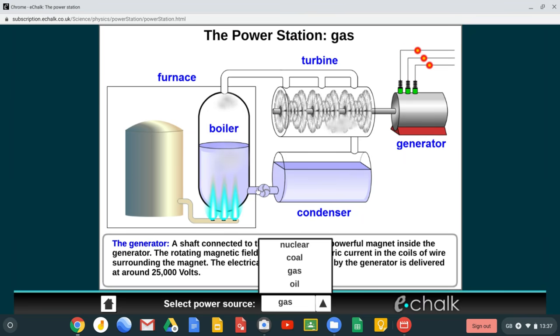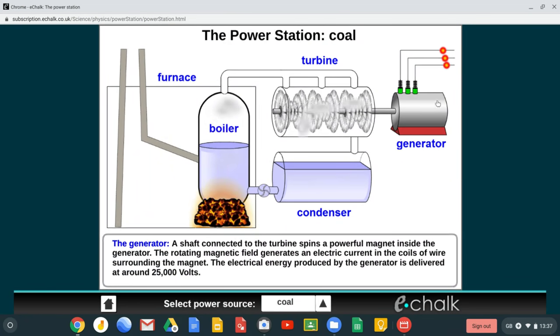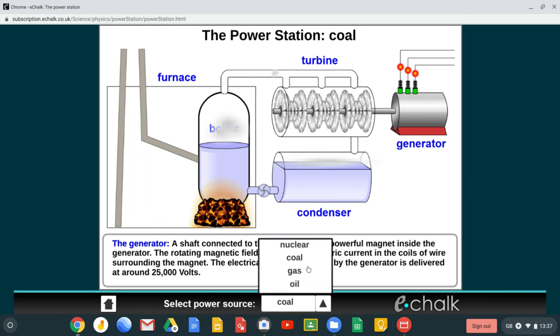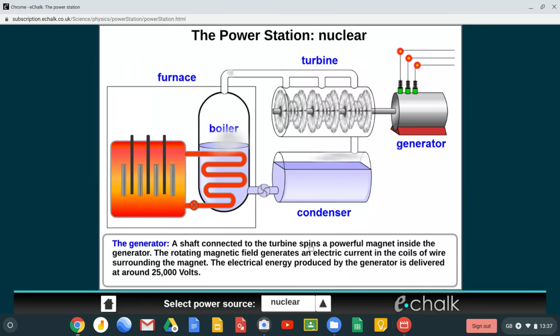I think I was talking about how you could just change the method of heating up the water. So if I look at coal, it's the same thing. All of this bit here is exactly the same, but it's the method of heating up which changes. And finally, I'll show it to you since it's here, we've got nuclear as well, also the same.